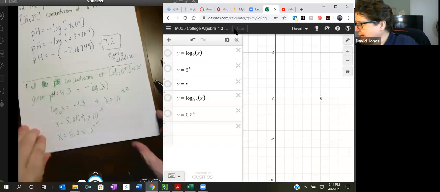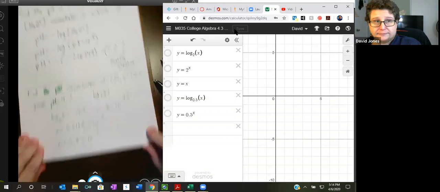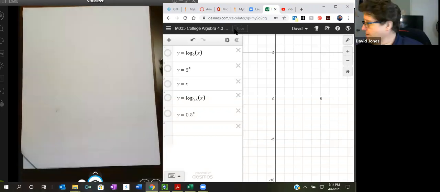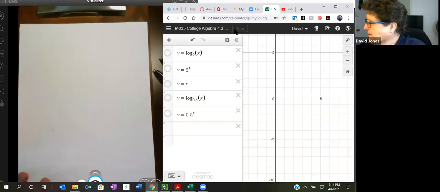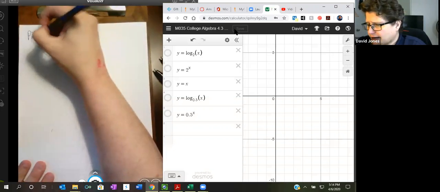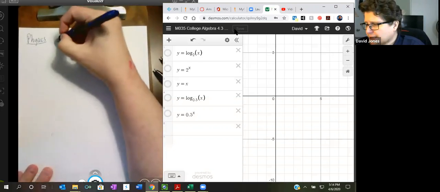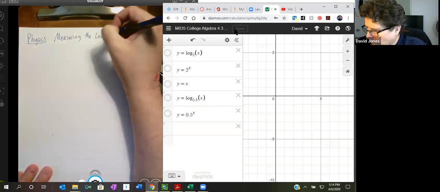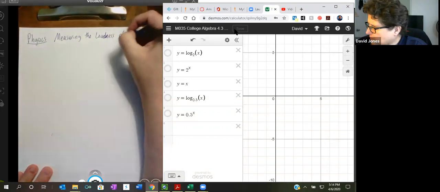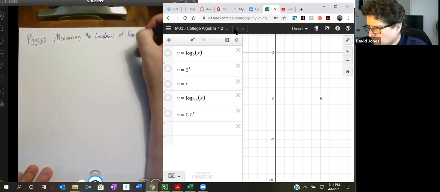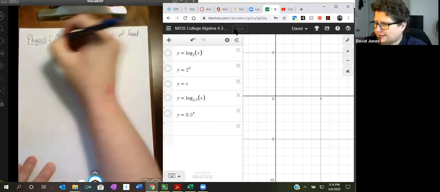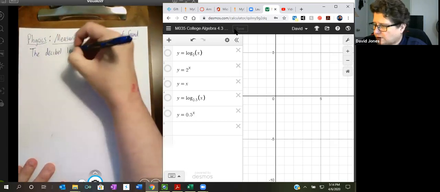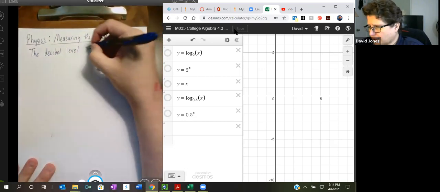Another application of this is measuring the loudness of sound. So that's your chemistry example. In physics, our physics example is measuring the loudness of sound. You may have heard of this. It's called the decibel level, and it goes by dB.